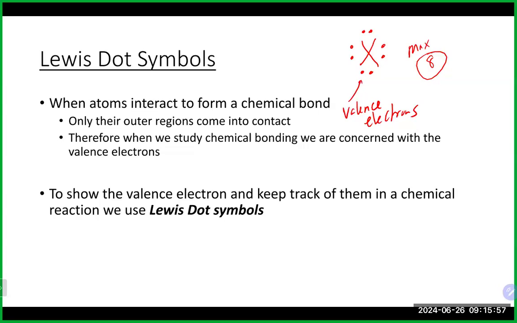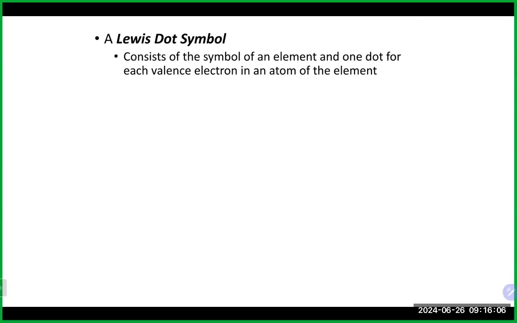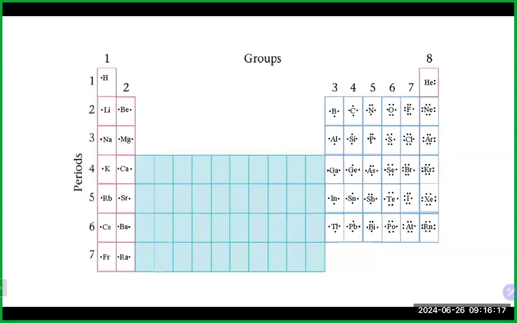We can use these Lewis dot symbols for covalent bonding and ionic bonding, which we'll talk about, to represent what is happening. As I mentioned before, it's just the symbol and a dot to represent each valence electron. Again, the main rule is don't go more than 2 per side when you're drawing it. So here are the Lewis dot symbols for all of our elements. You can see everybody in group 1 has 1 valence electron. Everybody in group 2 has 2, then 3, 4, 5, 6, 7, and 8.